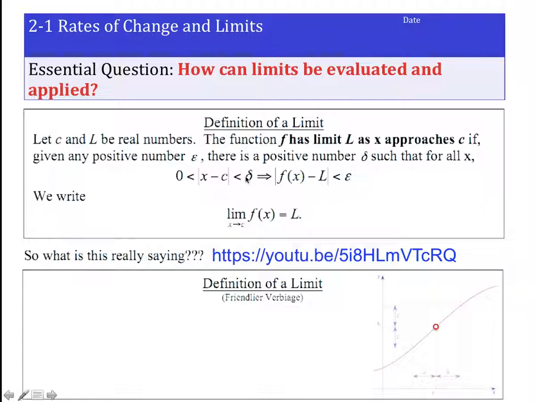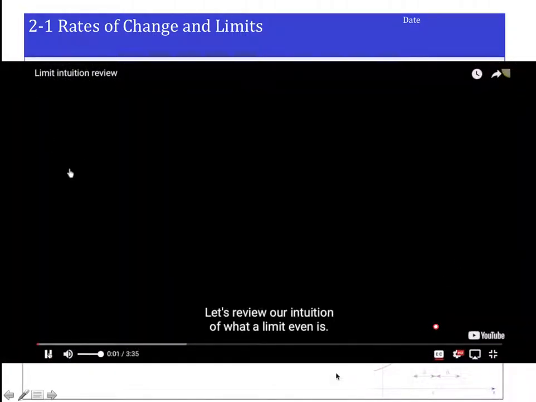So the idea of this delta and this epsilon is not so important for us. We're going to look at this definition of the limit here, and we'll get into that with this video from Khan Academy. So this is kind of getting at what this is saying. Let's review our intuition of what a limit even is.